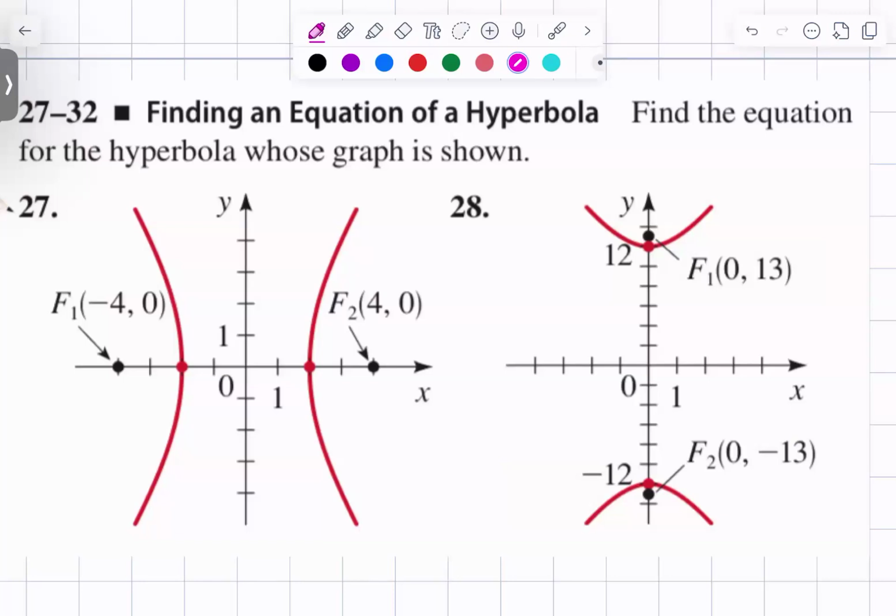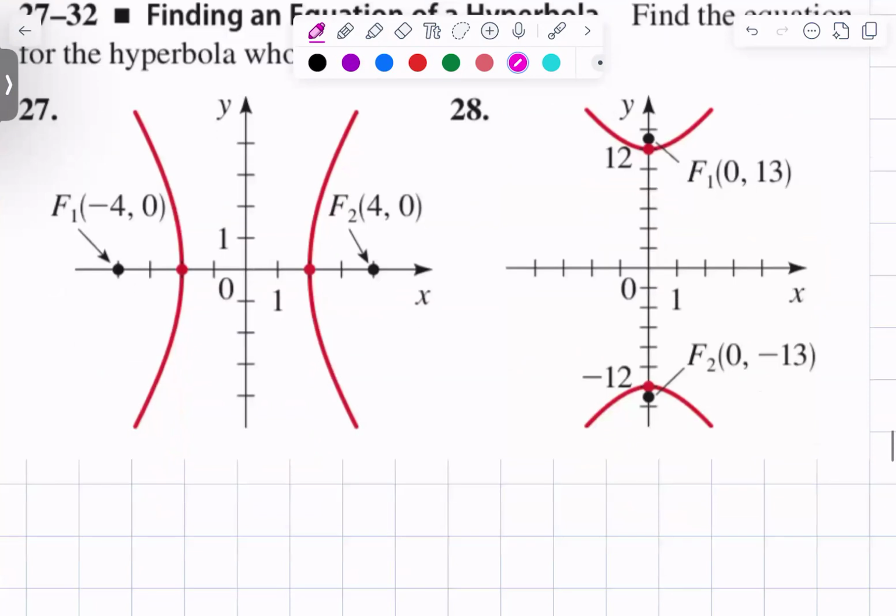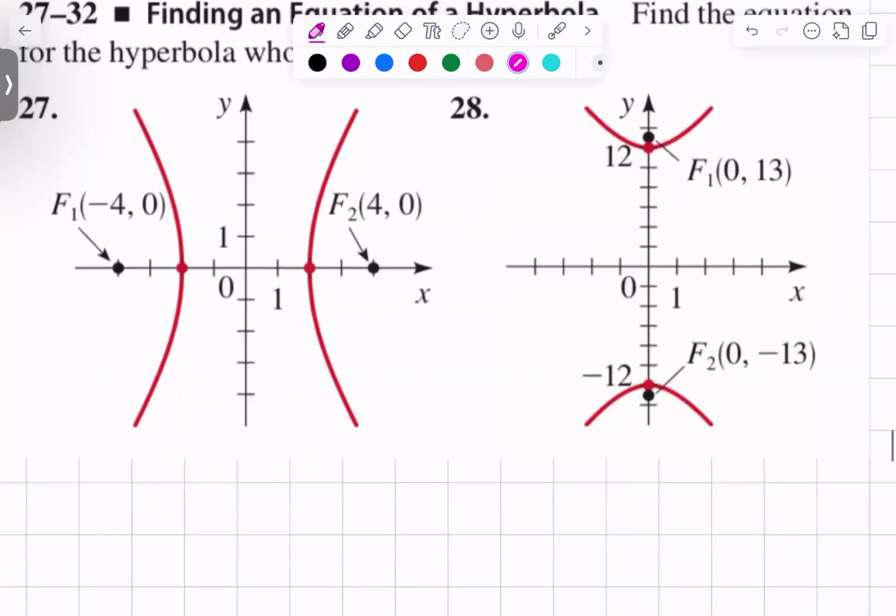This is the second part of hyperbolas. Okay, we have to find the equation for the hyperbola whose graph is shown. So for number 27 here, it's a horizontal one. So what do you know?